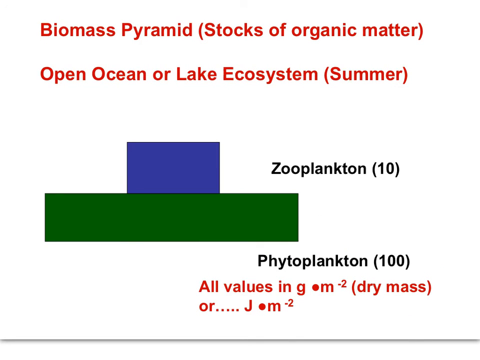In the summer months, when productivity levels are generally higher, the biomass pyramid for the same lake or ocean system would appear like this, displaying the general tendency for a decline in biomass along the food chain. That's because of the second law of thermodynamics.